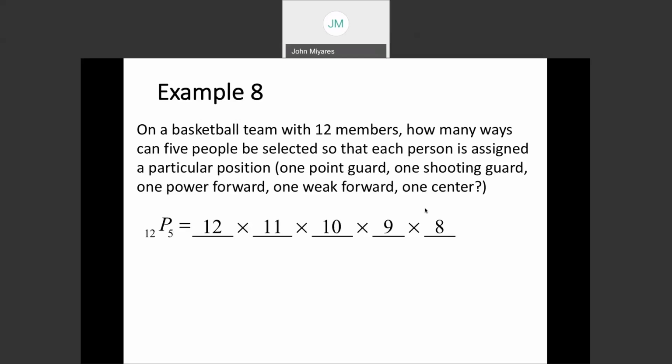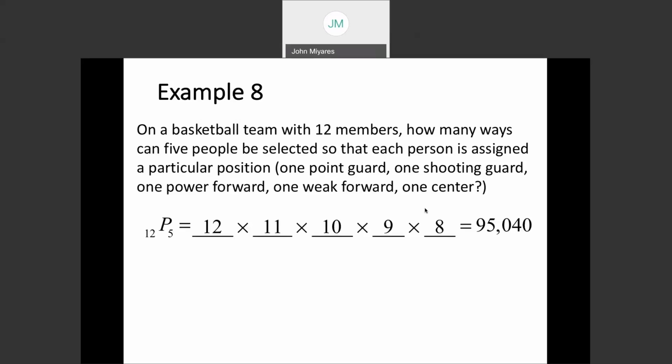Notation wise, it's going to look like 12P5. To compute this most easily, we can set up our 5 slots for the players and fill them in for the options we have, starting with 12 and then 11, 10, 9, and 8. When we multiply all those together, we get 95,040.